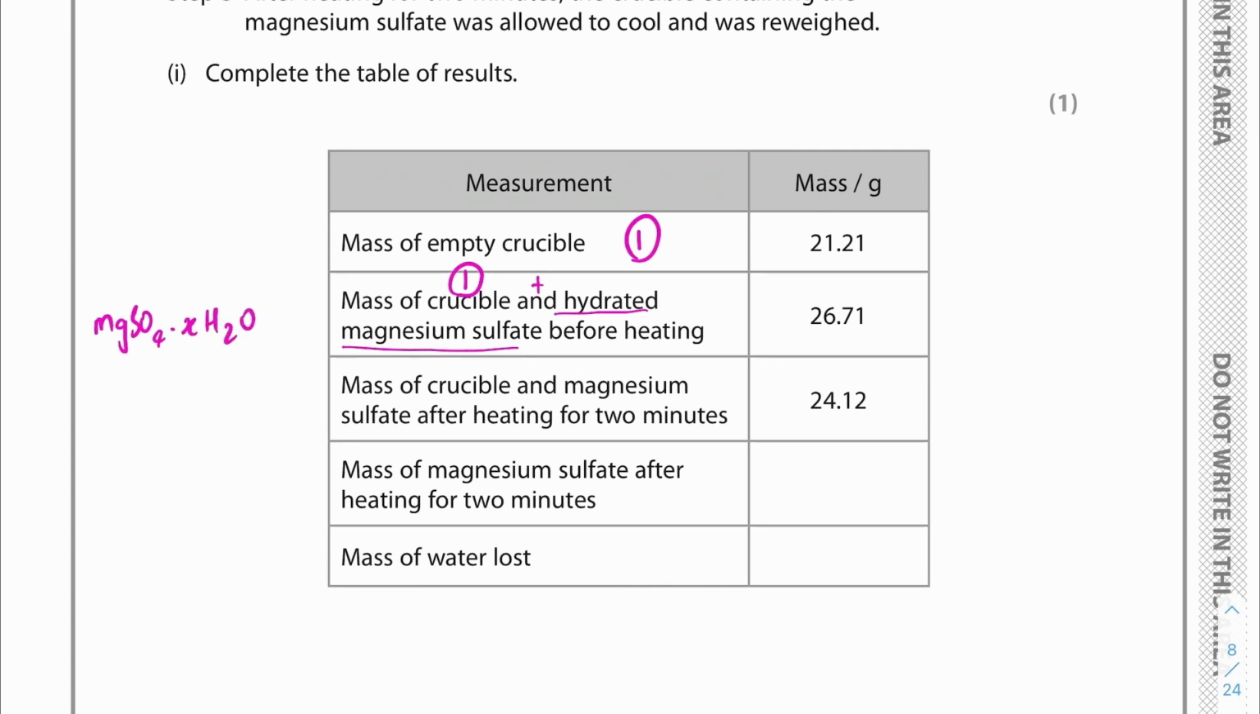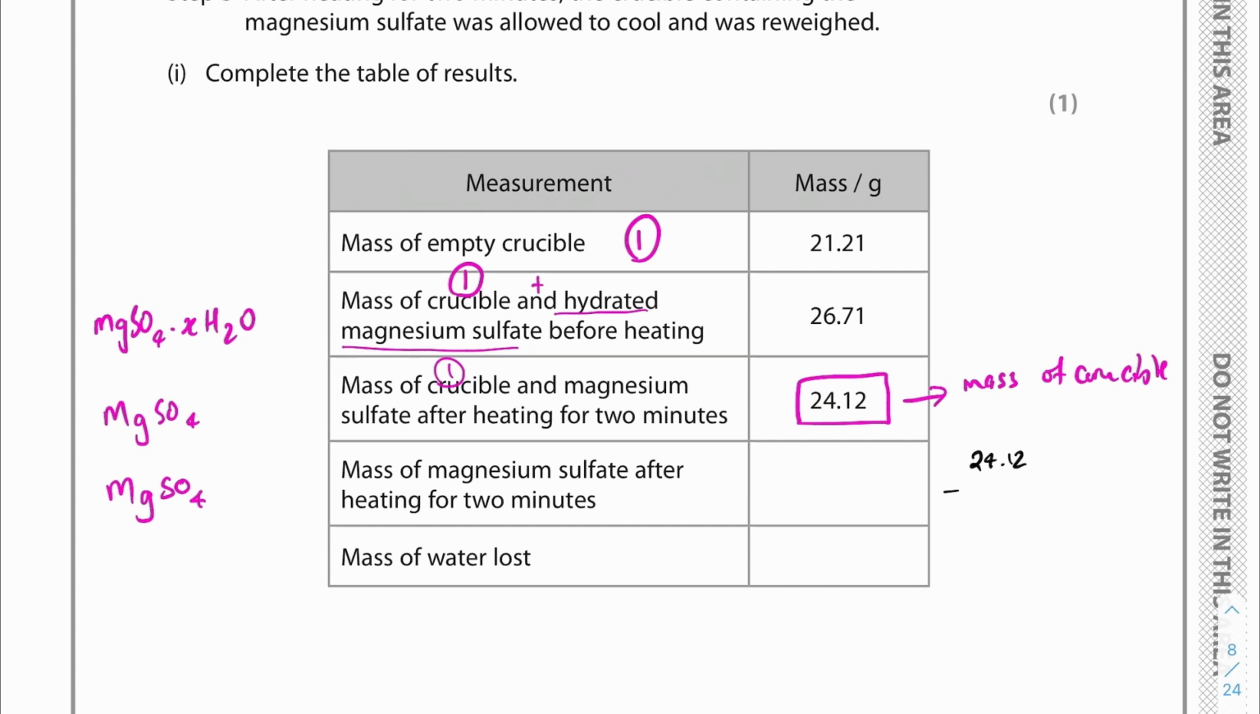H2O. This has this, right? Then we have the mass of the crucible, which is over here, and magnesium sulfate on its own. So we have gotten rid of the water here. Now they're asking, what is the mass of magnesium sulfate after heating for 2 minutes? So what are they asking for? They're only asking for MgSO4. I can't just give them this answer because this has the mass of the crucible as well. So we have to minus it.